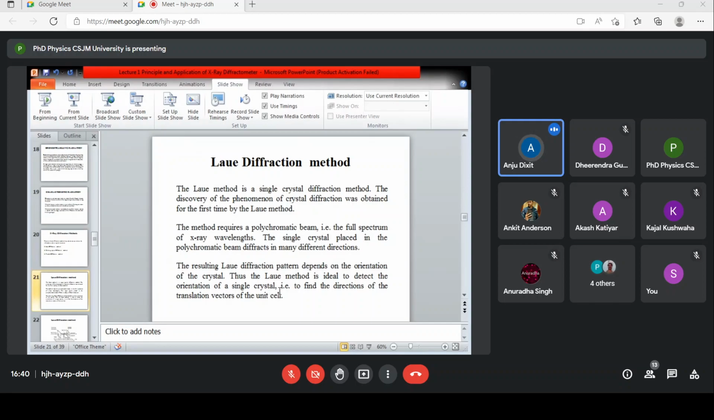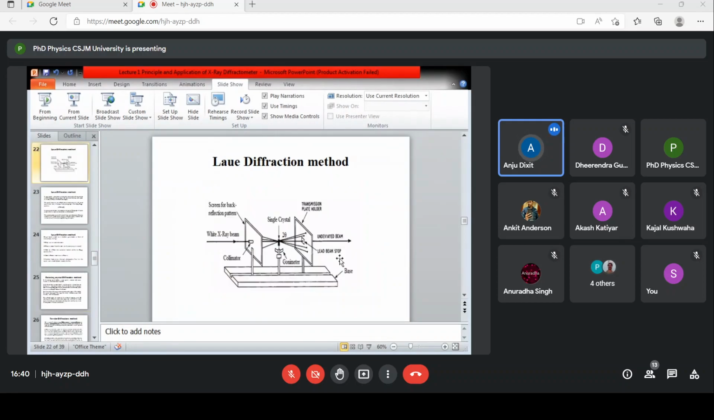जो इसमें एक्सरे डिफ्रैक्शन पैटर्न फॉर्म होता है, उससे हम ये कमेंट कर सकते हैं कि हमारा सिंगल क्रिस्टल किस डायरेक्शन में ओरिएंटेड है. दैट इज, टू फाइंड द डायरेक्शंस ऑफ द ट्रांसलेशन वेक्टर्स ऑफ द यूनिट सेल, वो यहाँ पे इससे निकाले जा सकते हैं.